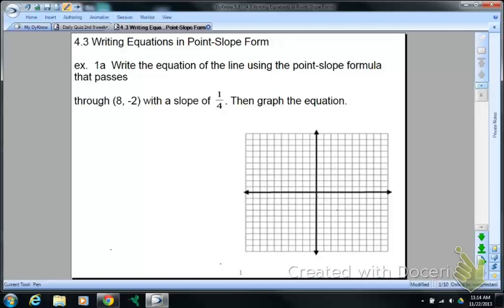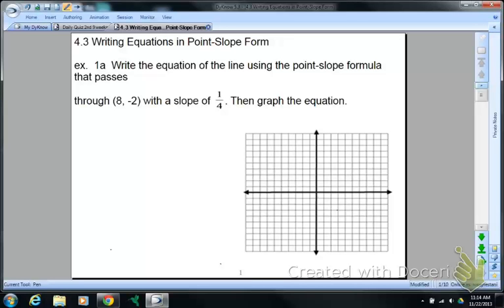Okay, this is section 4.3, writing equations in point-slope form. That's what the title of the section is, but we are going to put it in point-slope form, and then we're going to simplify it down to slope-intercept form. I'm doing it a little different than the book.